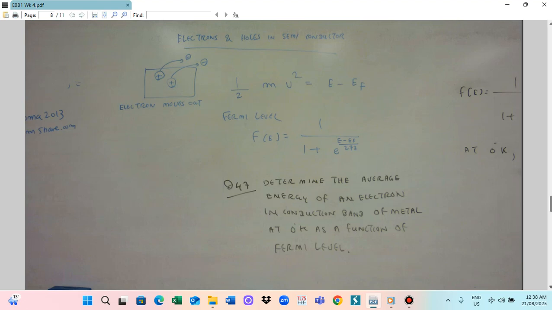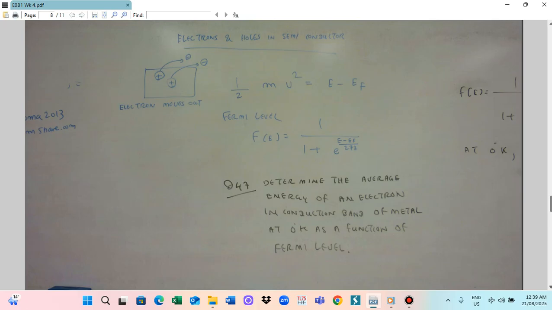Fe equal to 1 divided by 1 minus e power (E minus Es) divided by 273. So this is the way we can calculate the Fermi level. And then we solve the problem.